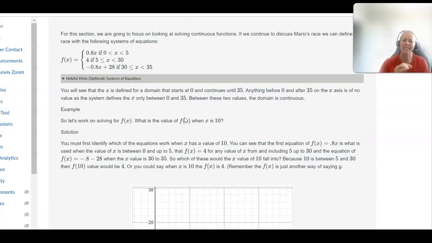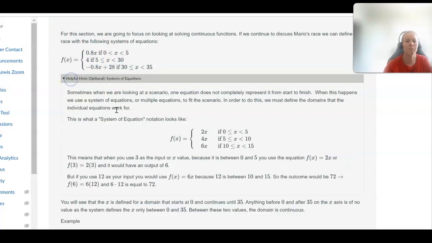However, we have to have these kind of stipulations. He's only running at 0.8x when we're between 0 and 5. And if we remember, x is in minutes, so we're really saying this 0.8x represents his speed only between 0 and 5 minutes. It's a constant of 4 miles per hour between 5 and 30, so when x is greater than or equal to 5 and less than 30. Once he gets to 30, this new negative 0.8x plus 28 represents his speed, and that's between 30 and 35 minutes. So that's how you can read this piecewise function.